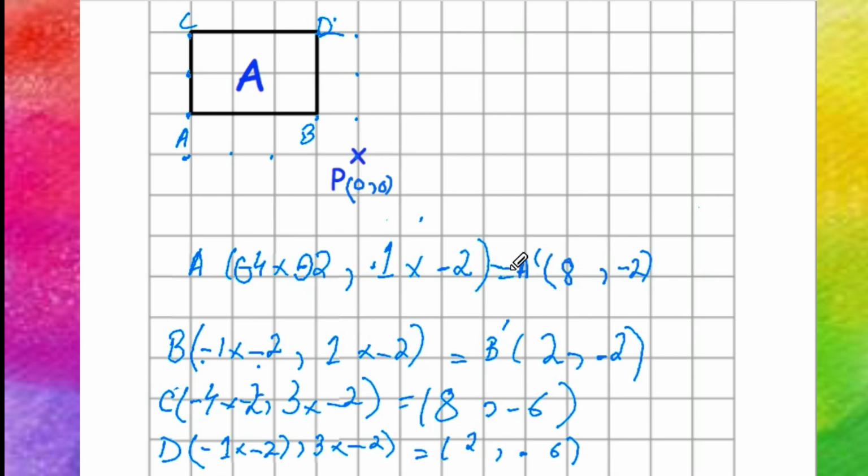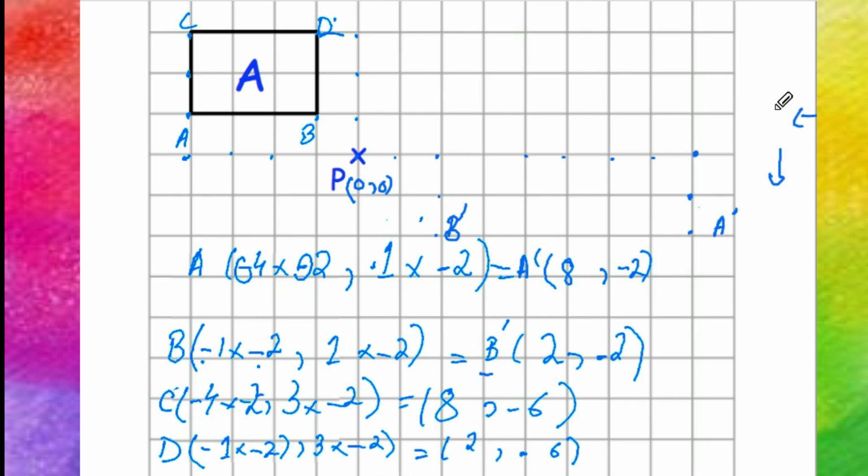So how many numbers I need to move across P? That is 1, 2, 3, 4, 5, 6, 7, 8 here. Okay, and -2 down, that means 1, 2. So where your A will be? Here, A dash. Okay, so now I am going to find my B dash, that is 2 and -2. Where your 2? Here, 1, 2. And now -2 means 2 numbers down, 1, 2. This is your B dash.